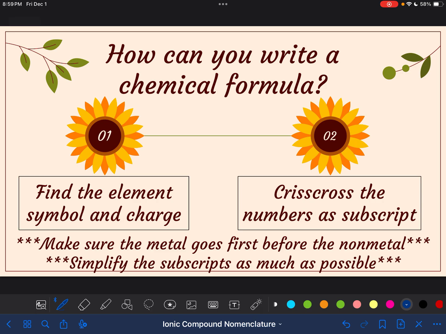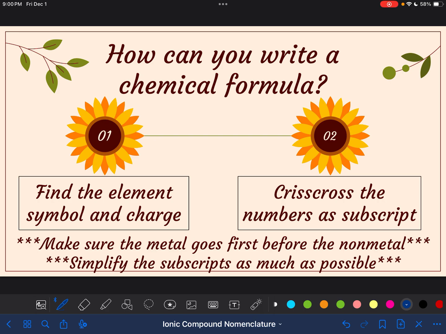So now that we know how to name things, why don't we learn the opposite, which is figuring out the chemical formula. Here are some rules that you need to follow. Number 1, find the element symbol and charge. This is where that charge review that we did previously comes into play.